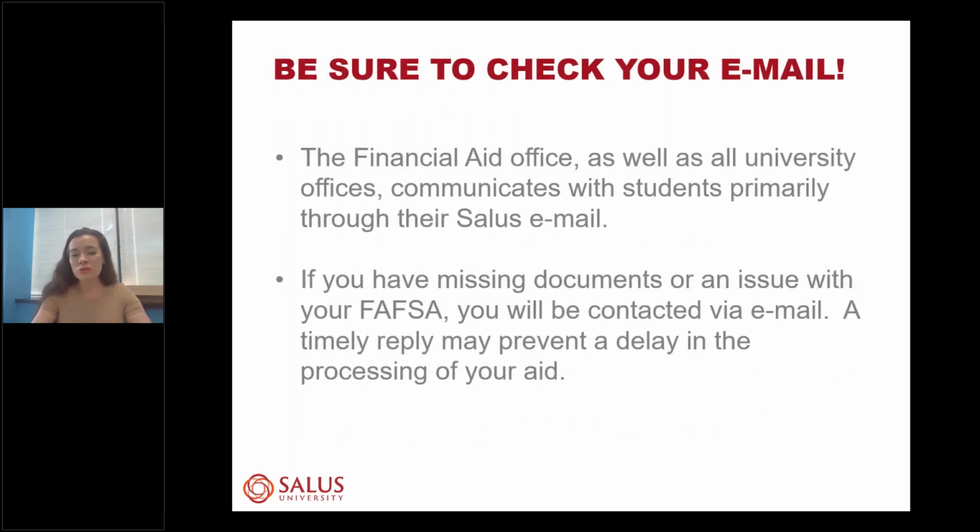One of the things we always try to tell our students is to make sure you are checking your email. My office and every other office on campus is going to contact you via your Salus email address once you get it. You're going to get your Salus email address about 3 to 4 weeks after you deposit. And then once you get that Salus email address, that's how all communications are going to go. That's how I'm going to send out your financial offers. That's how I'll let you know if any documents are missing or if we have questions about your FAFSA, et cetera, et cetera. So it's really important that you get into the habit of checking that email in the beginning, about once a week. As we get closer and closer to summer and fall start, you need to be checking that more and more often.